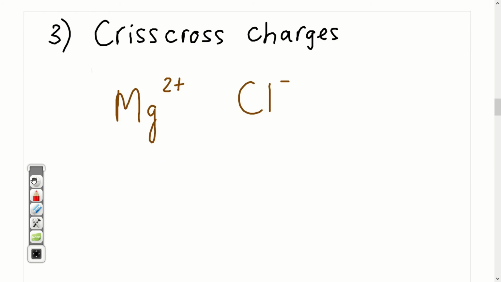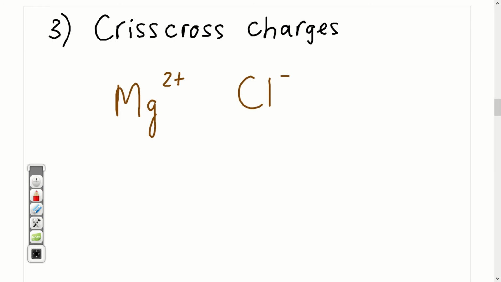So here's the little trick, okay? We can sit there and really try to figure out, and I would say it's definitely recommended to try to go, okay, what is making this overall charge 0? But there's a little trick we can do to speed this up, especially for physical science. We do something called the crisscross method.